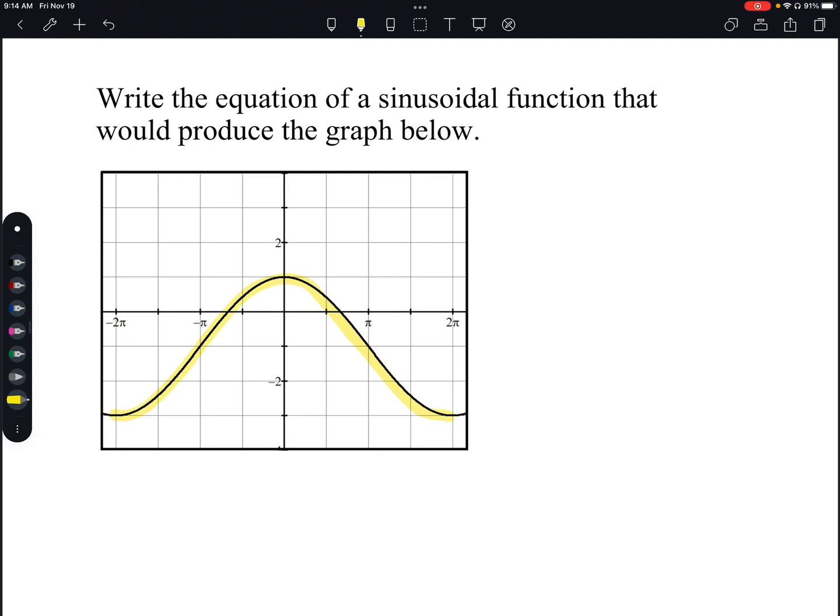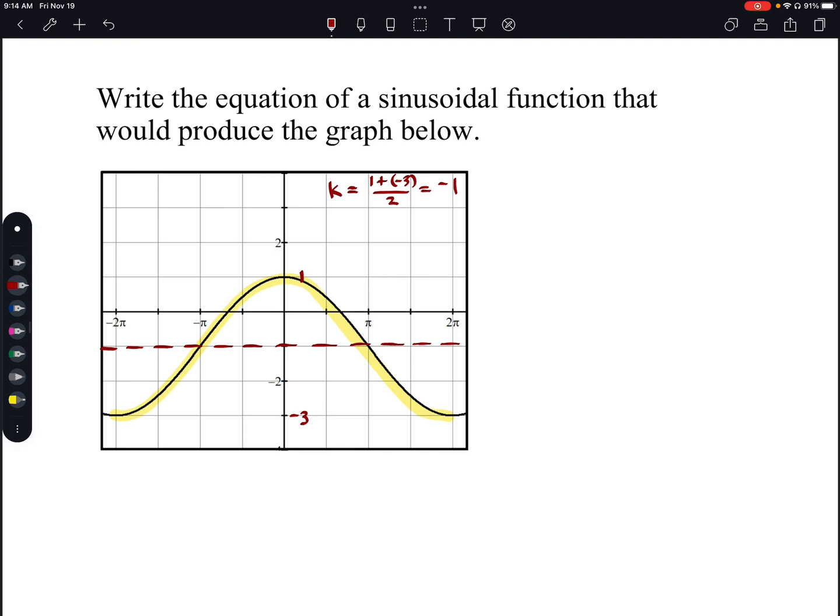So let's go ahead here and identify what we need to identify. First thing, let's look at where the midline is going to be. Let's draw that in. So this is a positive 1. This is a negative 3. When we add those together to get our k, it's going to equal 1 plus negative 3 divided by 2, which is negative 2 over 2, or negative 1. So let's just draw in that midline. So right now we know k equals negative 1.